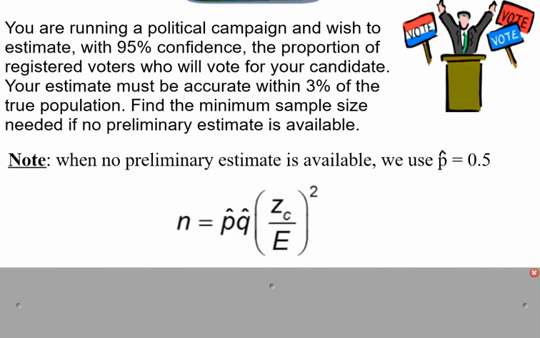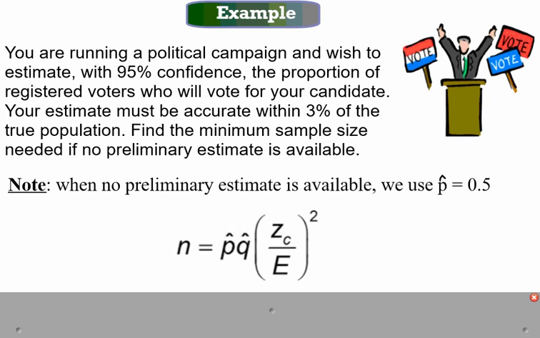So here's an example. Let's say you're running a political campaign, because that's the number one place these things get used, and you want to estimate with 95% confidence the proportion of registered voters who are going to vote for your candidate. You want to be accurate within 3% of the true population. You want your interval to be 3% wide on each side, so I guess 6% total. Find the minimum sample size you would need if there's no preliminary estimate available. So you have no idea if your candidate is favored by 40% of the population or 65%.